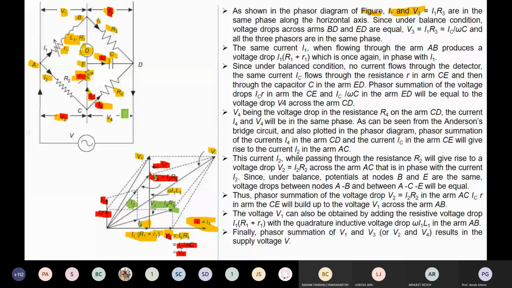So what will be the value of V? V equals V2 plus V4. So V2 is here, and what is your V4? It is your V4. So from all of them you will get the value of V. I think you are able to understand how to get that value. The entire thing is written over here in this paragraph, so you can go through this passage.